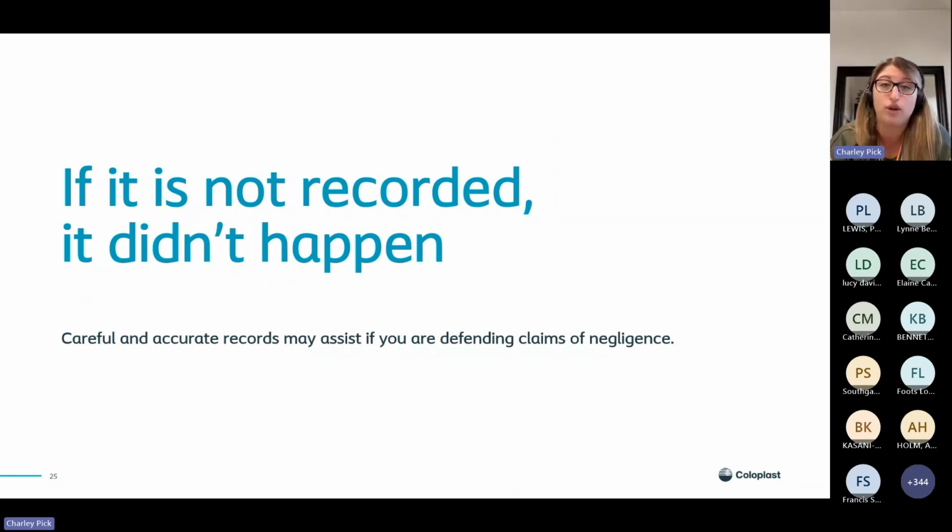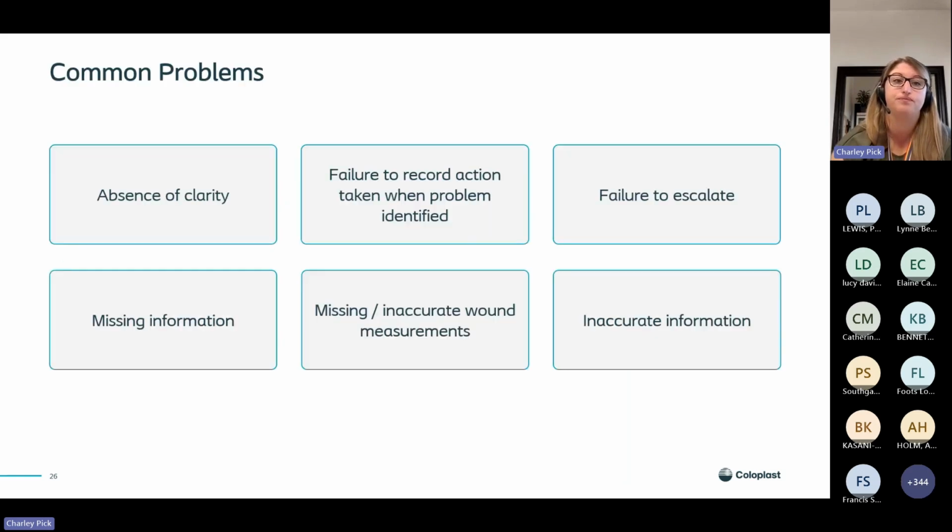And your records may assist you in defending claims of negligence. Your records will be called to Coroners Court investigations. They can be called internally within your trust. So make sure that you are documenting and documented well. You don't need to write war and peace about your patients. You can bullet point it, but you need to write the things that are important. So it's vital that you do your documentation.